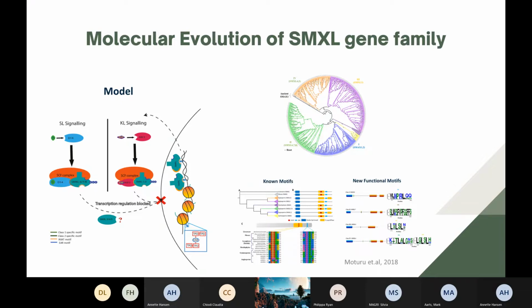At the same time, I was able to distinctly identify functional motifs which differentiate between these two signaling pathways, karrikin and strigolactone. We further biochemically characterized them to understand whether they are really functional motifs or just patterns. We have clearly seen that they have a prominent role, which makes them specific for their signaling pathways.